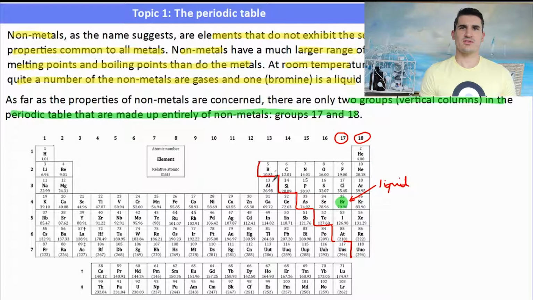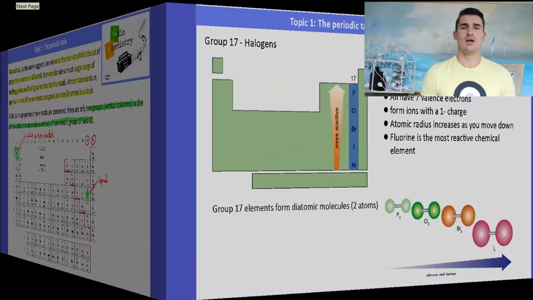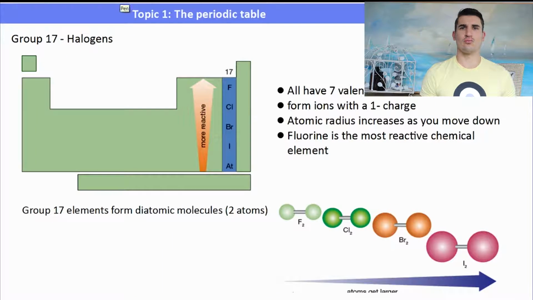Our non-metals contain things like oxygen, carbon, nitrogen, but we mustn't forget hydrogen, which is actually on the metals side of the periodic table, but it is in fact a non-metal. So don't forget to include that if a question asks you about a non-metal, because it could be talking about hydrogen. Okay, let's have a look at our first group, group 17, the halogens.